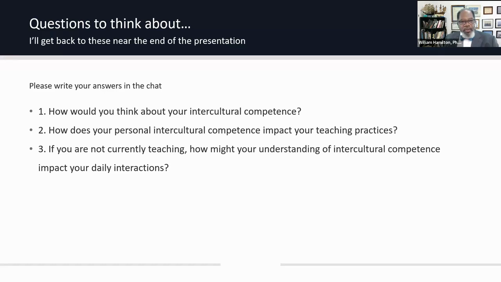So question number three was, if you are not currently teaching, how might your understanding of intercultural competence impact your daily interactions? Under this one, let's see, I look toward scoping relevant coursework. I treat all students equally, remembering the importance of equity in learning will have a huge impact on performance and inner satisfaction. To practice emotional intelligence effectively and consistently. I'm teaching, but if I were not, my understanding would positively shape my daily interactions. It removes bias.